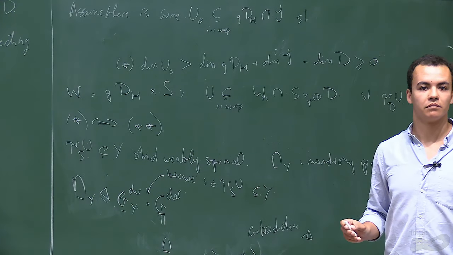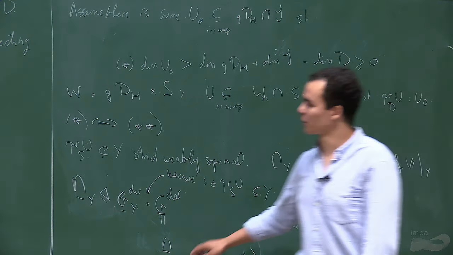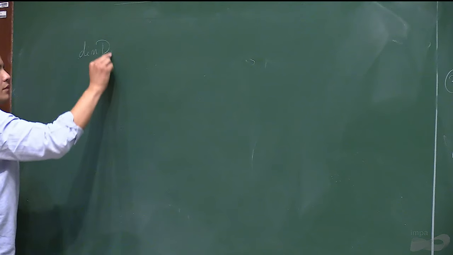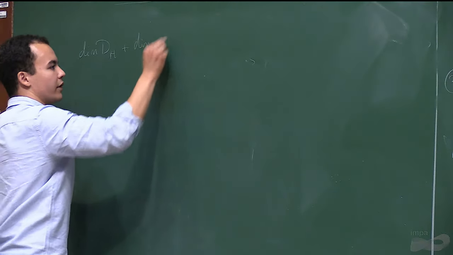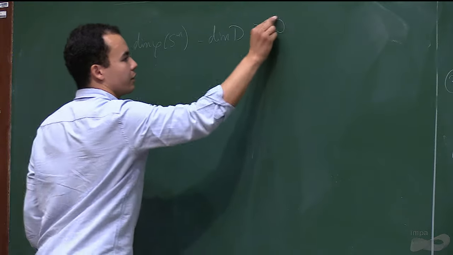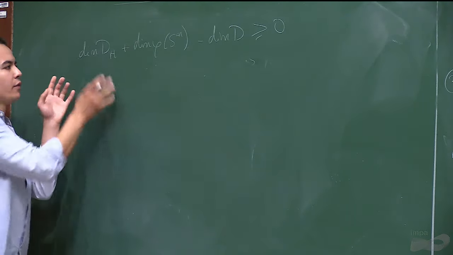Are there any questions? Okay, then maybe I can tell you about something cooler than that. But this theorem tells you that to get density, you have to take some Hodge datum like that: dim D_H plus dim Φ(S^n) minus dim D. So if you want to have the emptiness of the typical Hodge locus, you want to bound from above these two things.